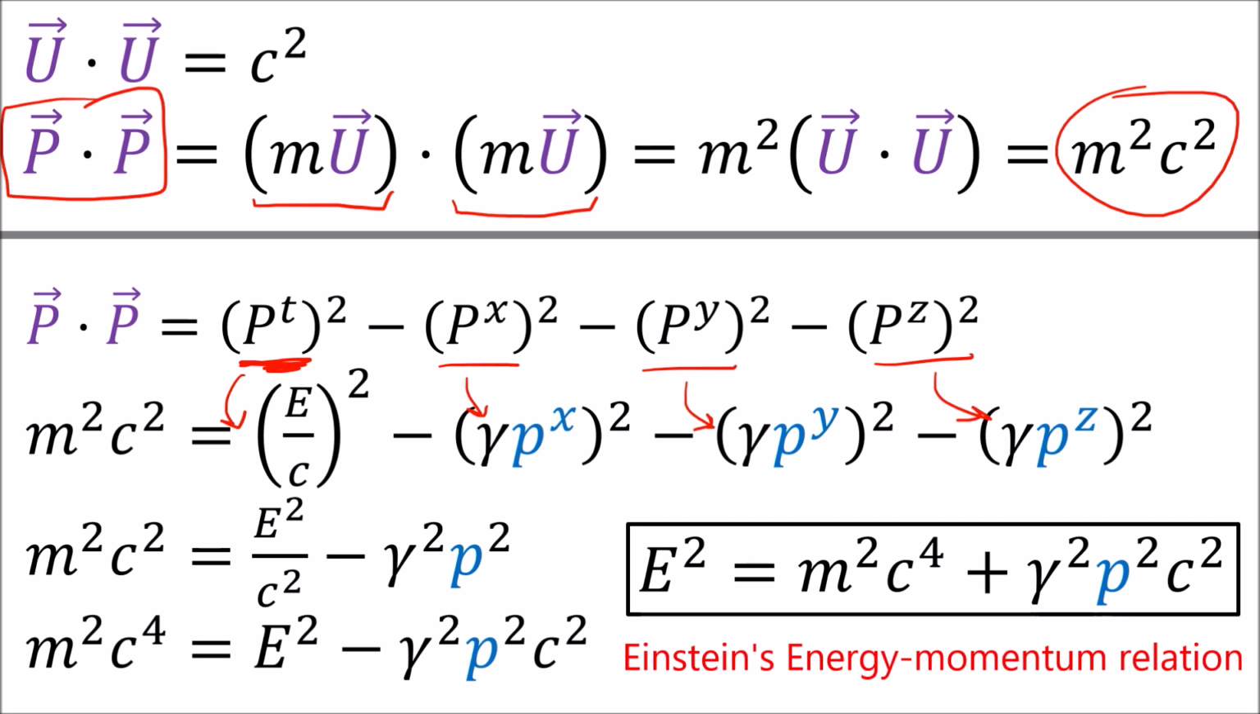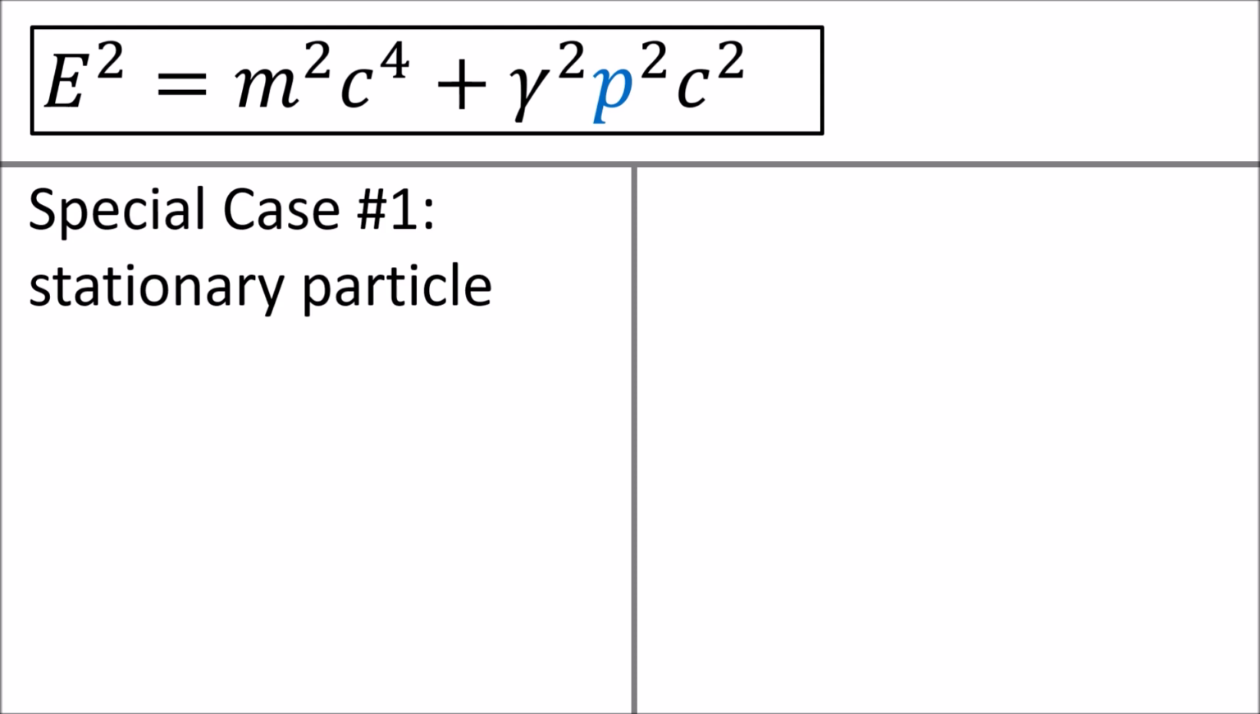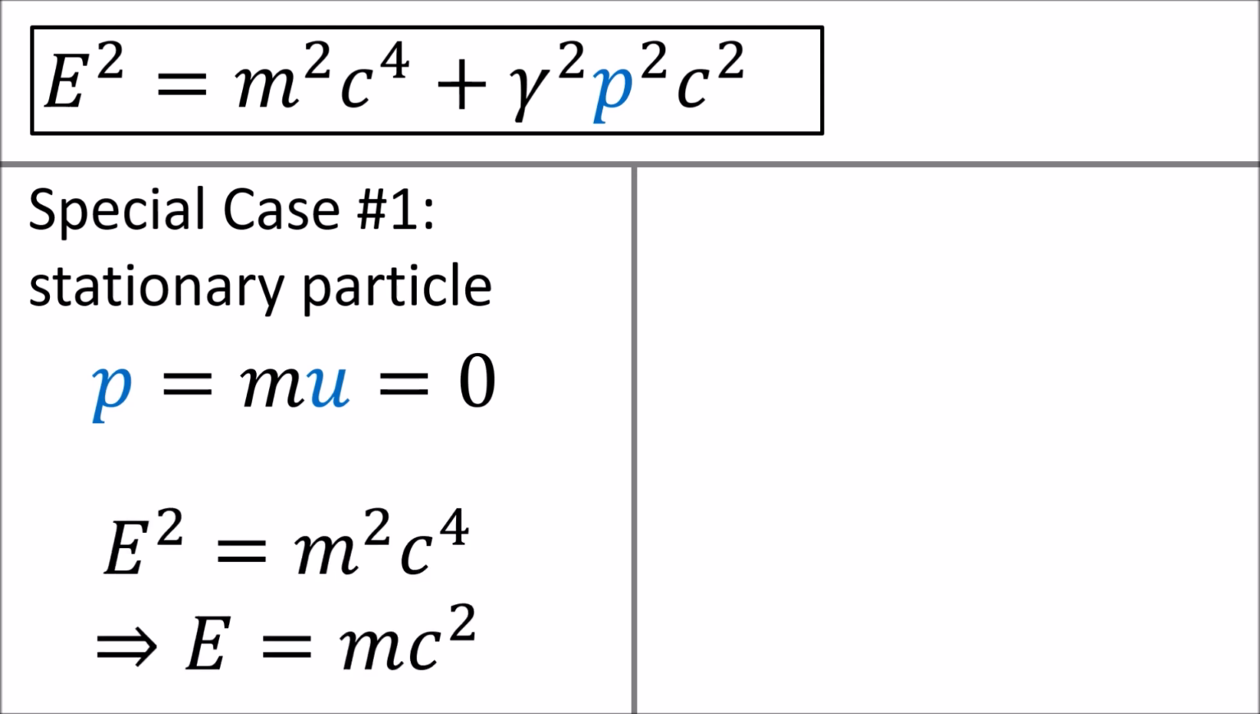And this is Einstein's energy-momentum relation. It relates the quantities of mass, energy, and momentum together in a single equation. Now, one special case of this formula is for stationary particles, when the non-relativistic momentum, mass times velocity, is 0. In this case, the formula reduces to the famous equation E equals mc squared. Remember, this only applies for stationary particles.